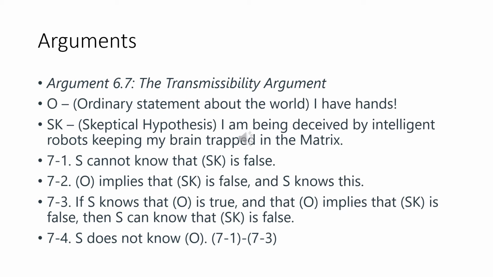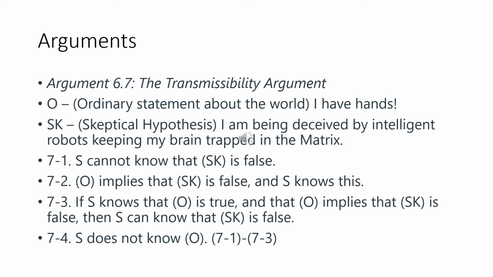Premise 2. O, the ordinary statement that I have hands, implies that SK is false, right? If I have hands, then I'm not being deceived by intelligent robots keeping my brain trapped in the matrix. This is also sort of assuming that I'm not a body with hands trapped in the matrix. I'm just a brain. So O implies that SK is false, and S knows this, right? So if S is me, then I know it, right? I know that if I have hands, then I'm not a brain in the matrix.